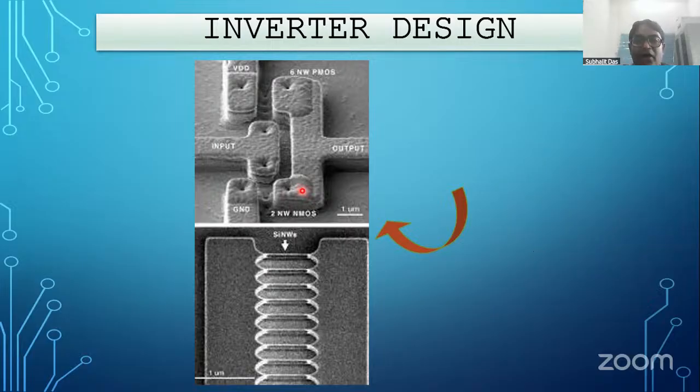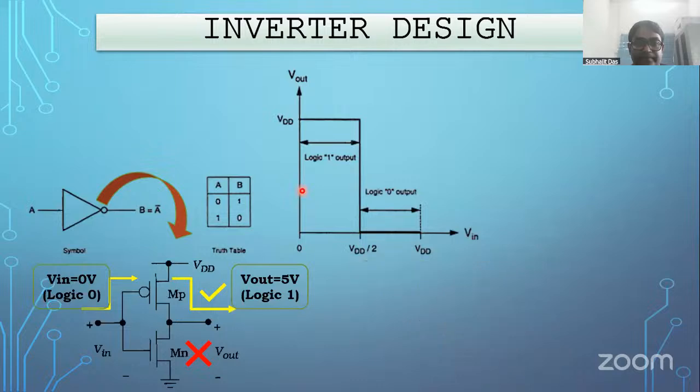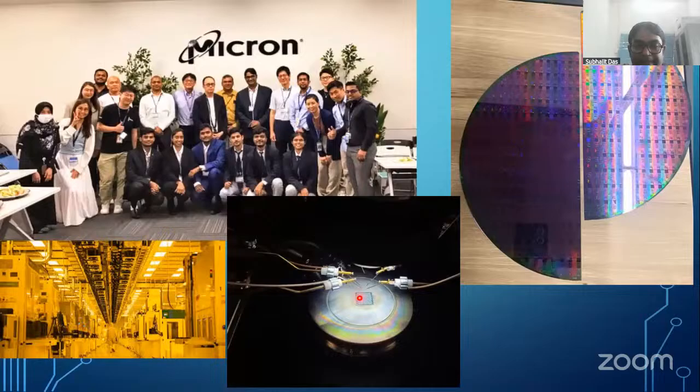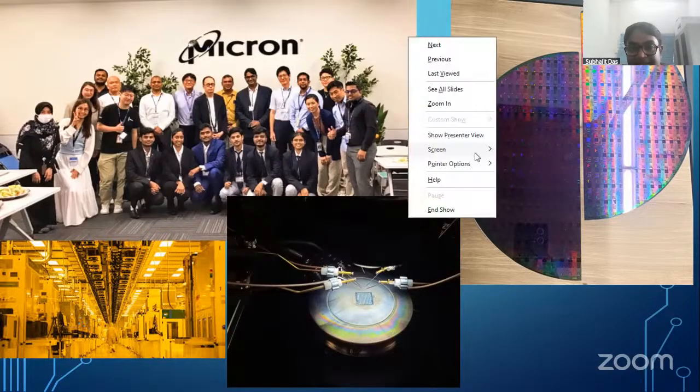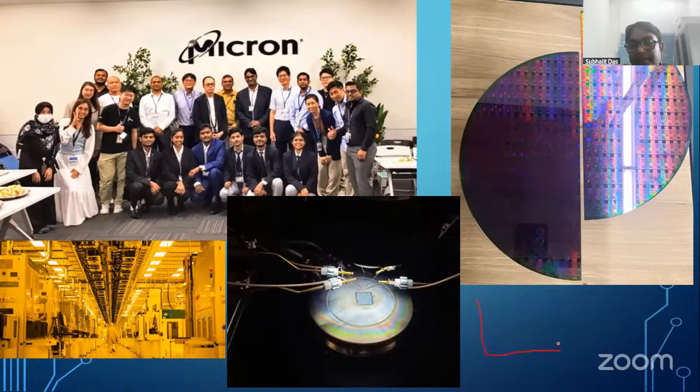After that, they are checking the VI characteristics of the MOSFET. They are getting different kinds of VI characteristics, as I am telling you. So this is the corresponding output characteristics they are getting for NMOS.